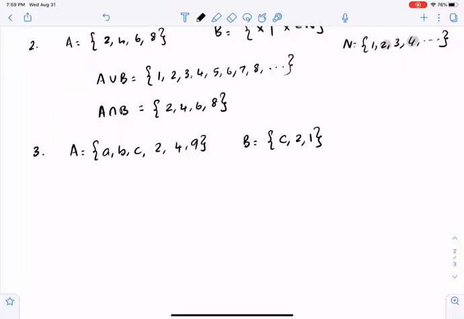So A union B, we're simply going to combine all the elements of A and all the elements of B and put them in one set. Well, I've got 1, 2, 4, 9, A, B, and C. So let's merge them together. Mind you, we don't have to repeat. Typically, we're not repeating because we're not defining a multiset. If I defined it with repetition, that's a different story, but I'm not defining that.